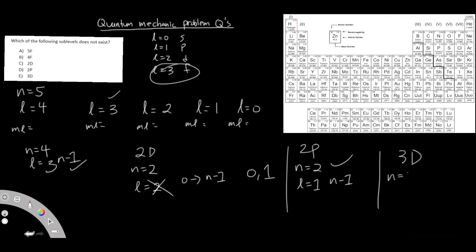3, n is equal to 3. L is equal to what? L is equal to 2. Does this work? Yep, it's a specific n minus 1, so 3 minus 1 gives you 2. This works out. Definitely 2D here is the answer. It does not exist. Let's try another question.